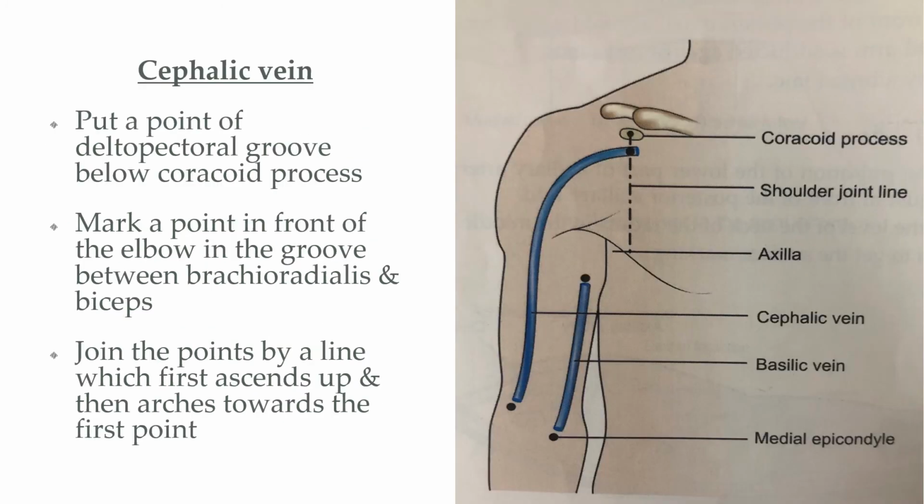Now let us learn how to mark cephalic vein on the surface. There are 2 points defined. Point 1 lies in the deltopectoral groove just below the coracoid process. Point 2 is in front of the elbow in the groove between brachioradialis and biceps brachii. Now we have to join point 1 with point 2 with a line which first ascends up and then arcs towards the first point with the convexity upward. This is the surface landmark for cephalic vein.